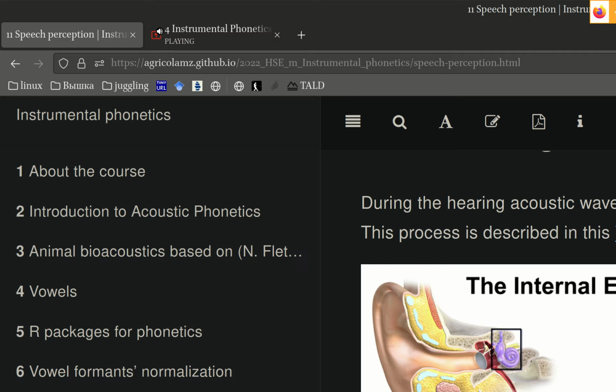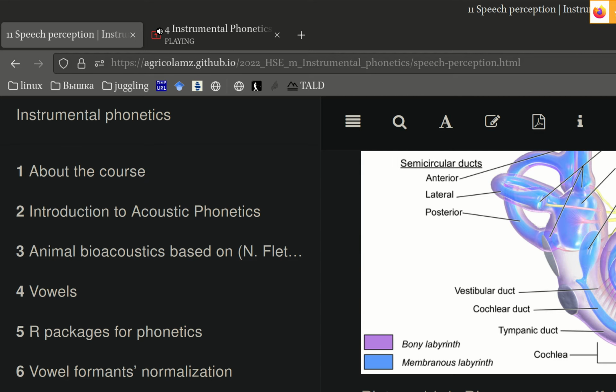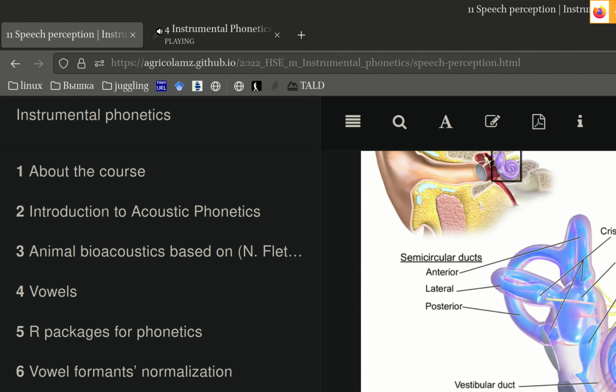So this is the video, and as you see, this internal ear actually works like a Fourier transform for us, because it differentiates sounds by frequency, as was presented in the video. So yeah, this is the sum up of this section.